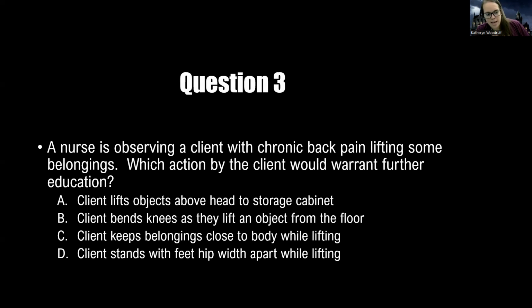I have to go back to my principles. A lot of the bending stuff is all about using your big muscles versus your back. So if I bend my knees to lift an object from the floor versus bending over, that's probably going to be better for my back. The next one says client keeps belongings close to their body while lifting. I have to think about an object close to my body versus out. Out kind of feels like a strain if I'm lifting something up.